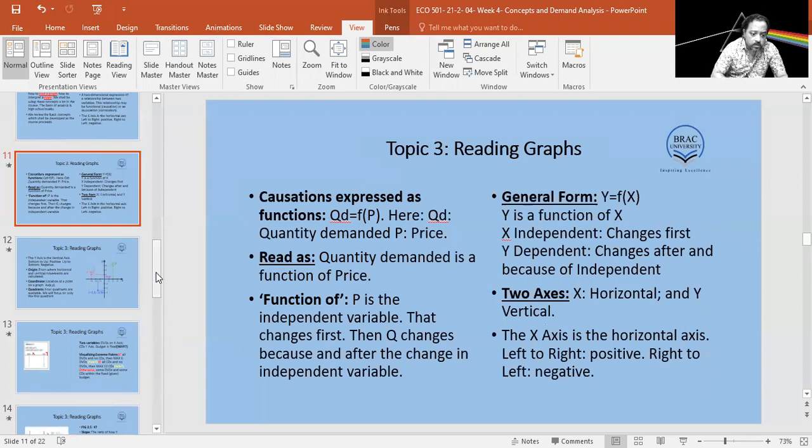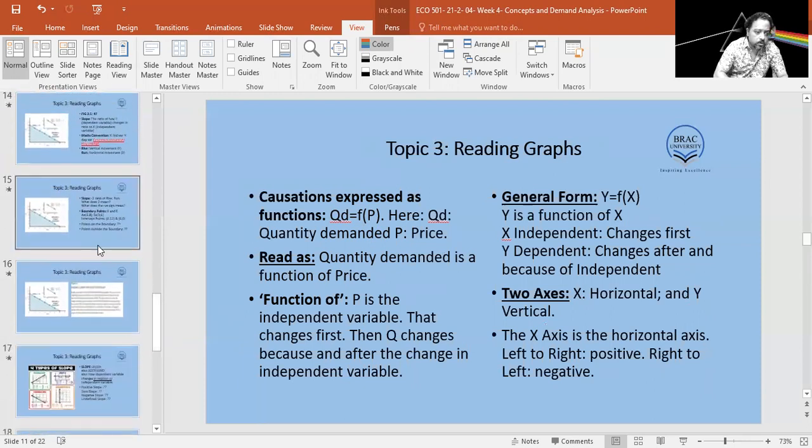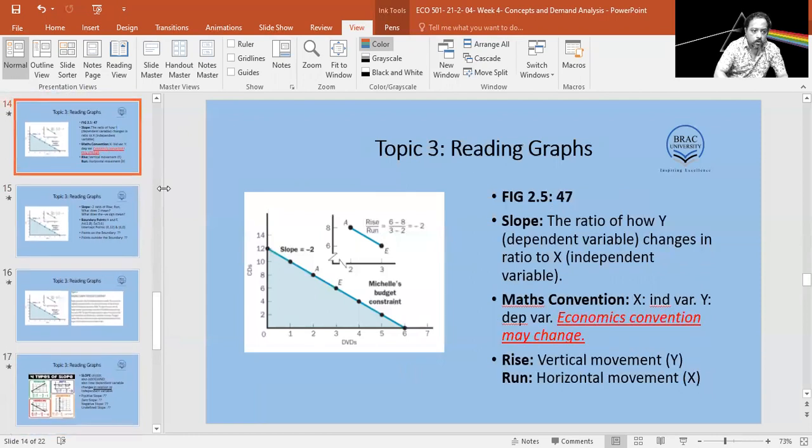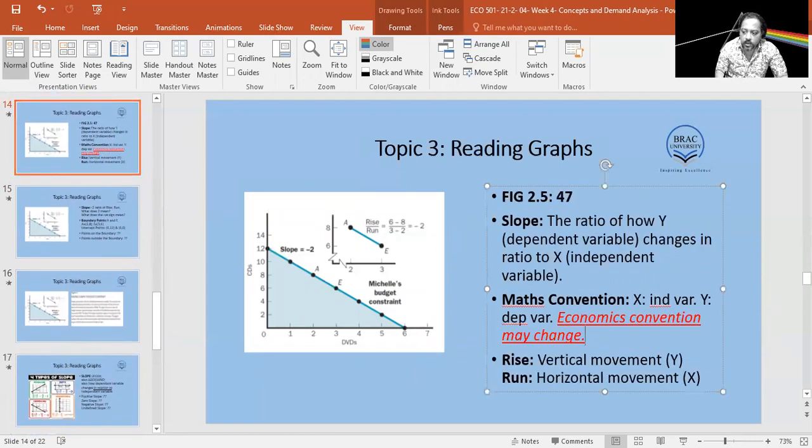But in economics, the convention may change, and it will initially. The independent variable will not be on the horizontal axis. The independent variable will be on the vertical axis. Once we get into the graphs, this will be apparent.